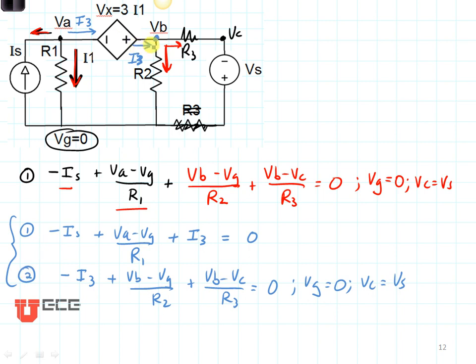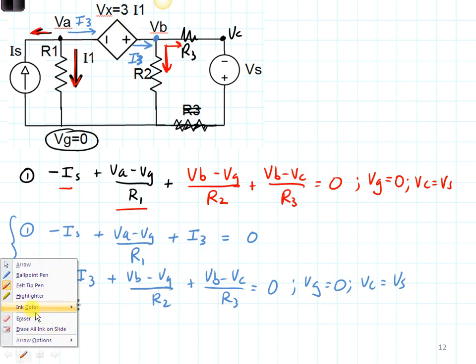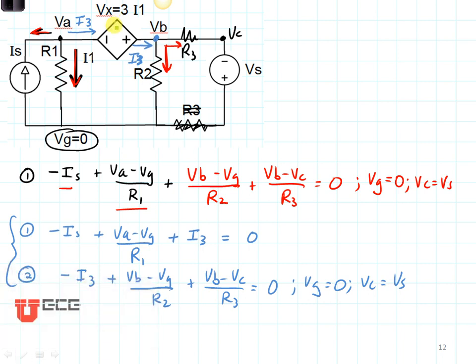Now in both cases I need to add one more piece of information, and that is associated with this voltage source. I need to say that Vx is equal to 3I1. So somehow I need to have I1 in my equation. So another way I can put that is I can say Vx is 3I1, but I know what I1 is. It is VA minus VG divided by R1. Now I don't have I1 as a variable, but I do have Vx as a variable.